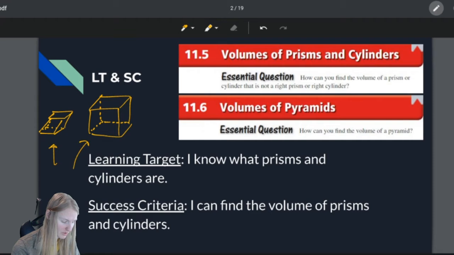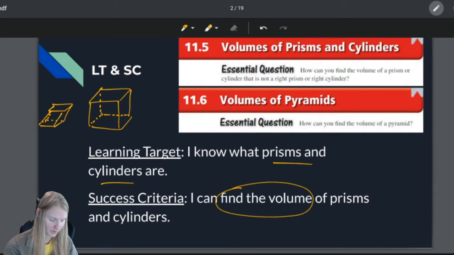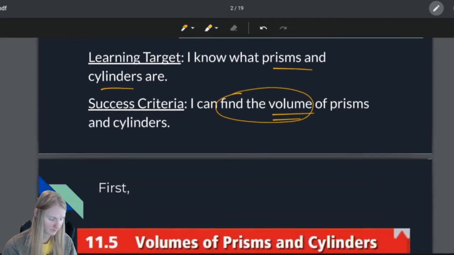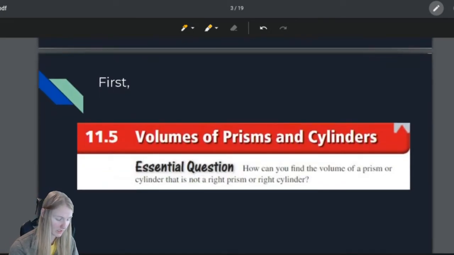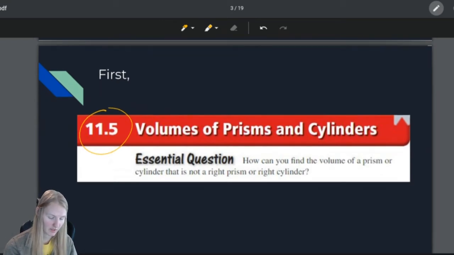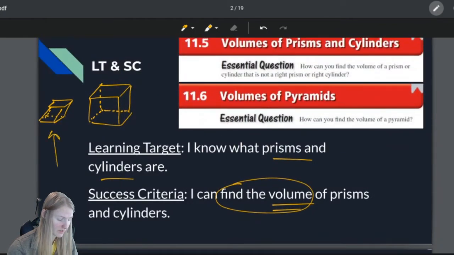So, our learning target today is, you need to know what prisms and cylinders are. Maybe you already know that. Good for you. But you need to be able to find the volume of prisms and cylinders. So volume is the goal of today. First, we're going to look at 11.5, then we're going to look at 11.6. So how can you find the volume of a prism or cylinder that is not a right prism or cylinder? How can you find the volume of the ones that look like that?